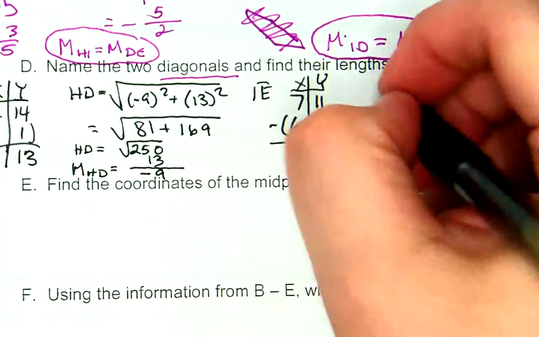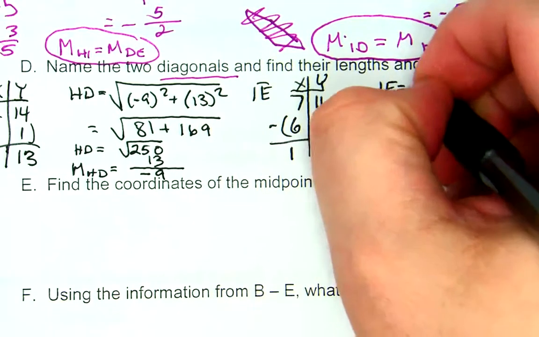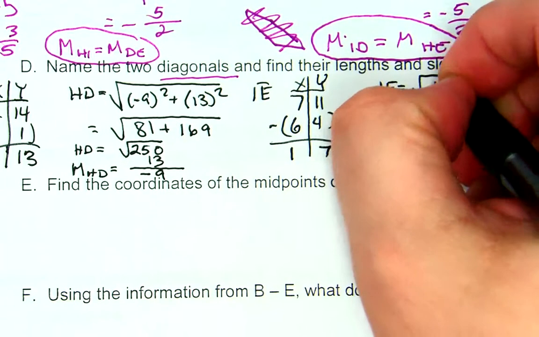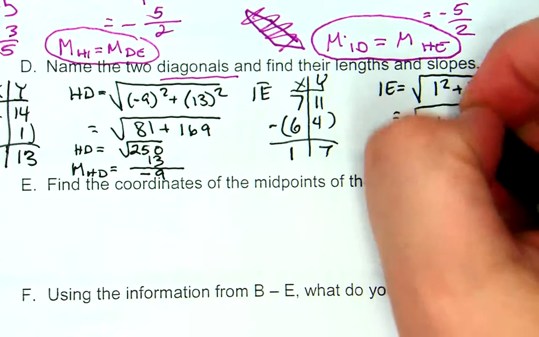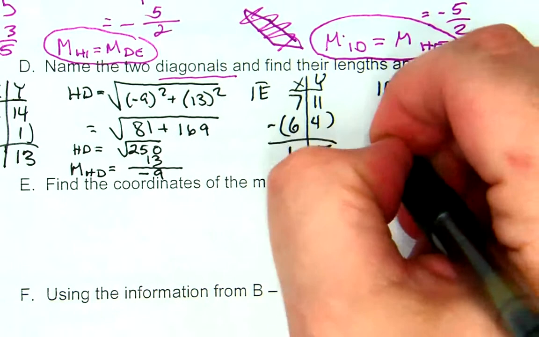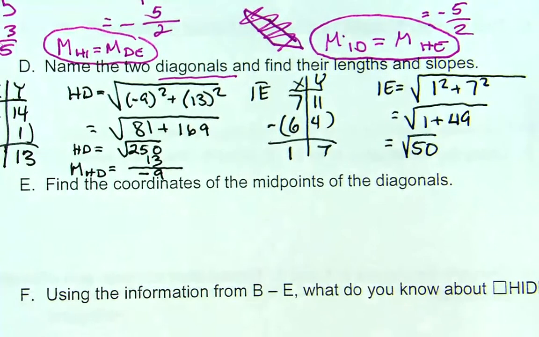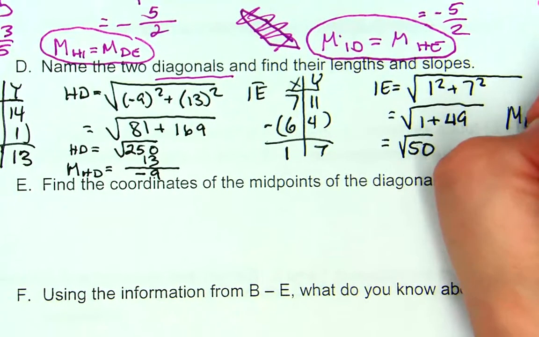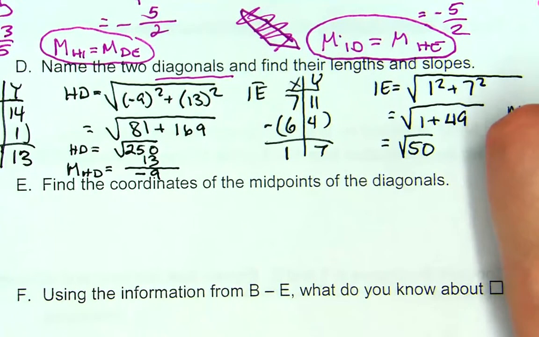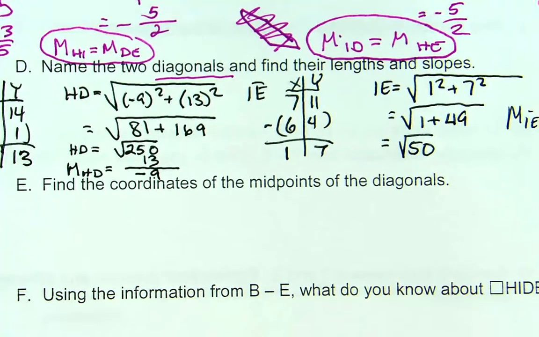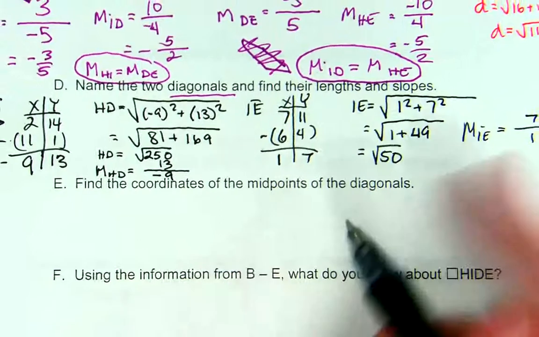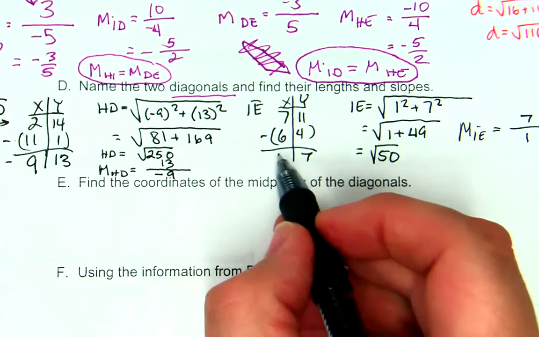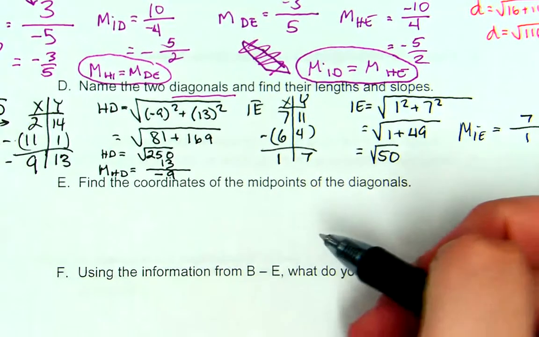All right, so the distance for IE is going to be the square root of 1 squared plus 7 squared. 1 times 1 plus 7 times 7, so that's equal to the square root of 50. And the slope of IE is 7 over 1, change in y, which is right here, divided by change in x, which is 1.